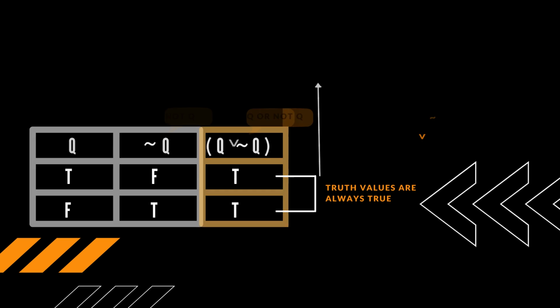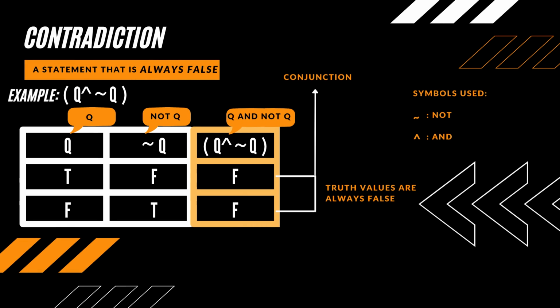Moving on to contradiction. Contradiction is a statement that is always false. As an example, we have this equation. In this equation, we see statements such as Q, not Q, and the overall equation, which is Q and not Q.